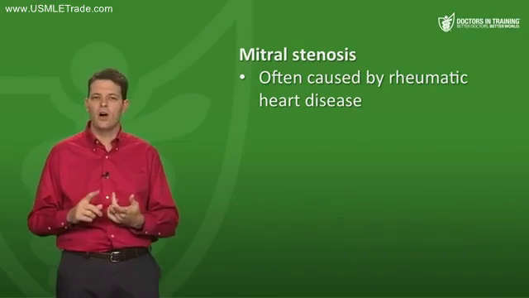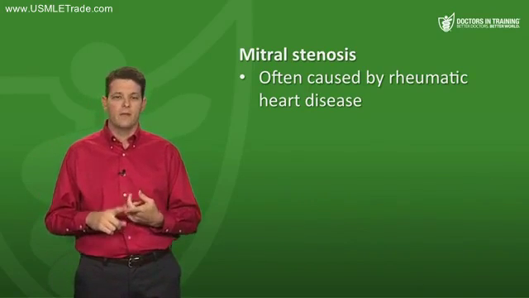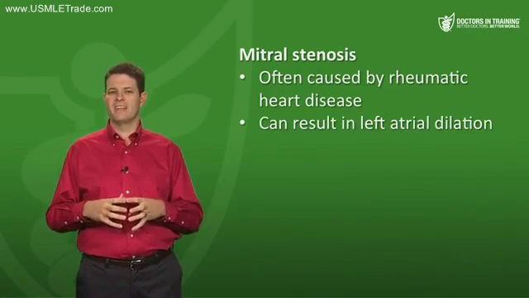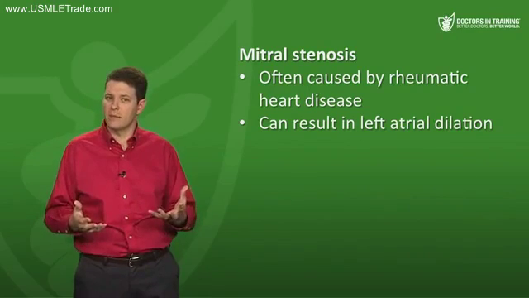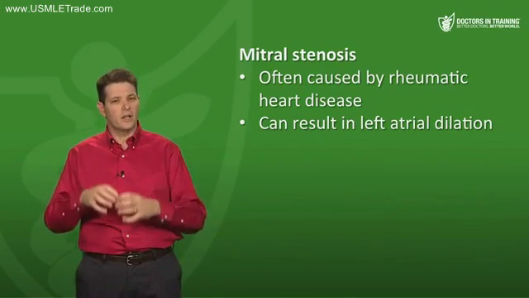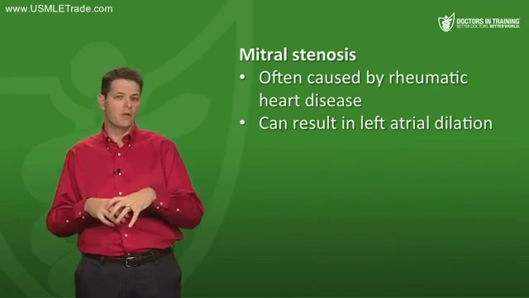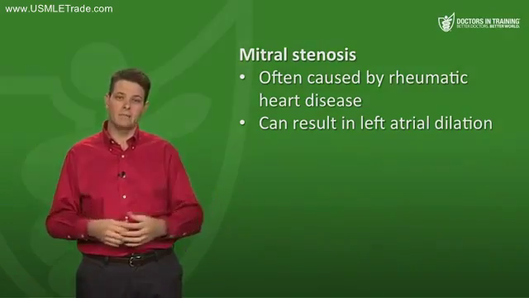Mitral stenosis is often caused by rheumatic heart disease, and that can lead to scarring of the mitral leaflets. And then chronic mitral stenosis can result in left atrial dilation, which makes sense if you think about it. If you're not able to empty the left atrium because that mitral valve is stenotic and narrowed, there's going to be more blood and more pressure in the left atrium, and over time, that left atrium is going to dilate.